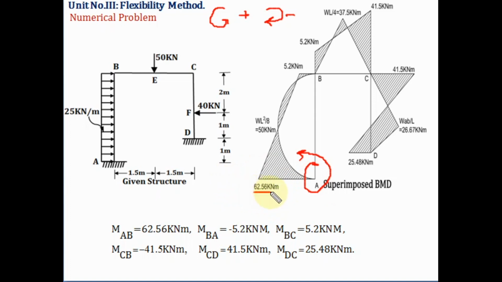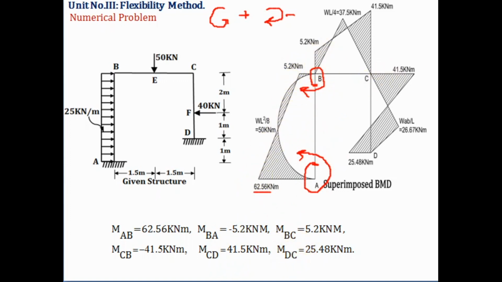So you have to join this by a straight line. Then the moment in member BA is what now? It is minus. Minus means you have to rotate the joint B in clockwise direction. Keep the pen near support B towards A, and rotate the joint B in clockwise direction so that it cuts the member BA once. So here this value 5.2 is on the left hand side of B. So join this by a straight line.